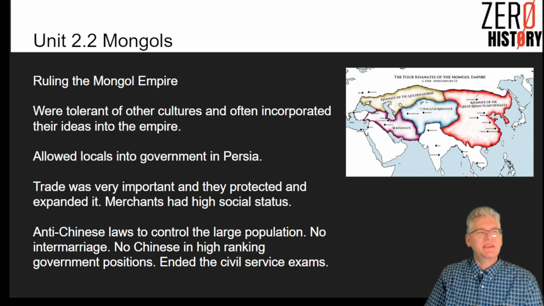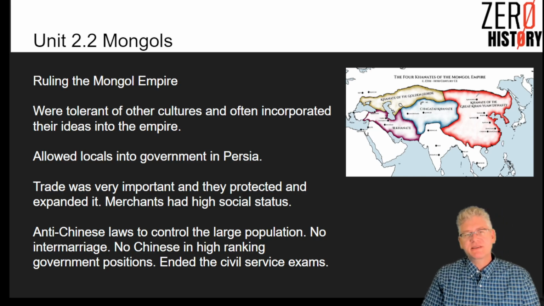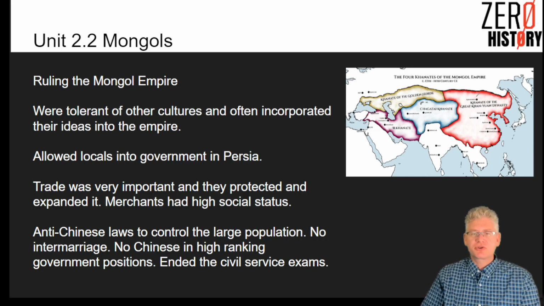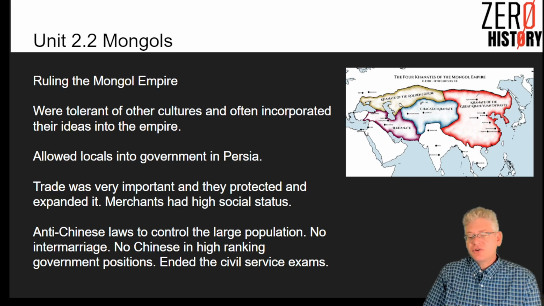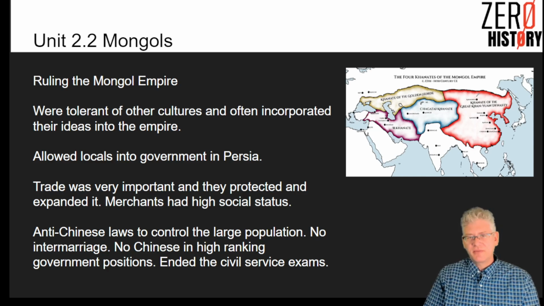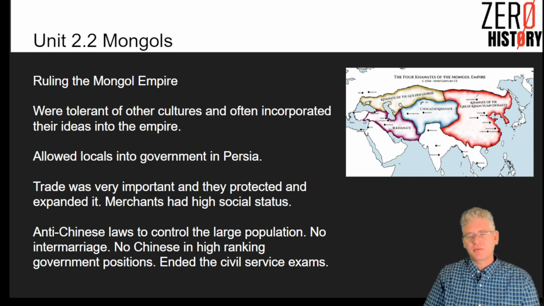Now, one of the things that's fascinating about them is the way that they ruled their empire. One of the things that they were is pretty tolerant of other cultures, and they often incorporated their ideas into the empire. For example, if you show up in a town and they don't practice the same religion as you, oh well. The rest of the world would not be very tolerant of this. They would force all the Muslims out and make sure they're all Christians, or they would force all the Buddhists out and make sure they're all Muslims or whatever.